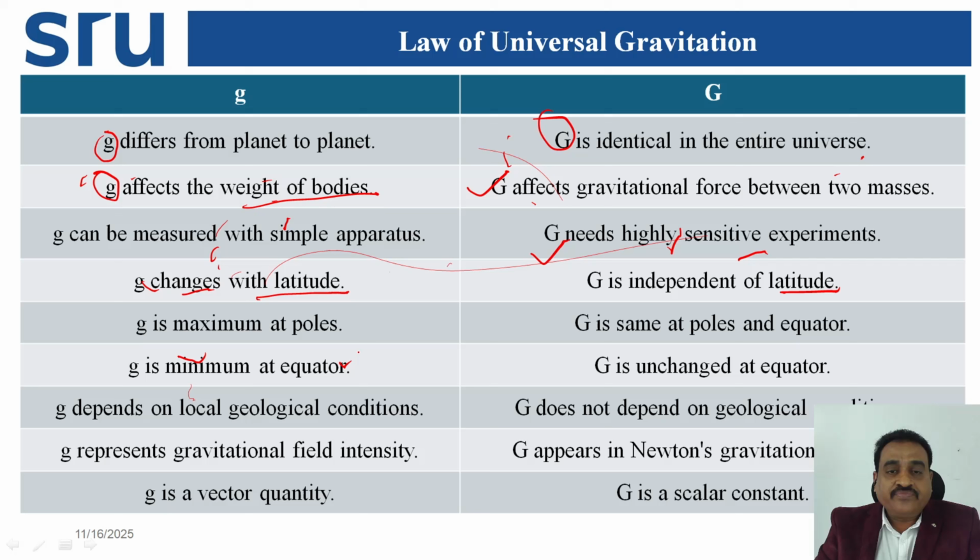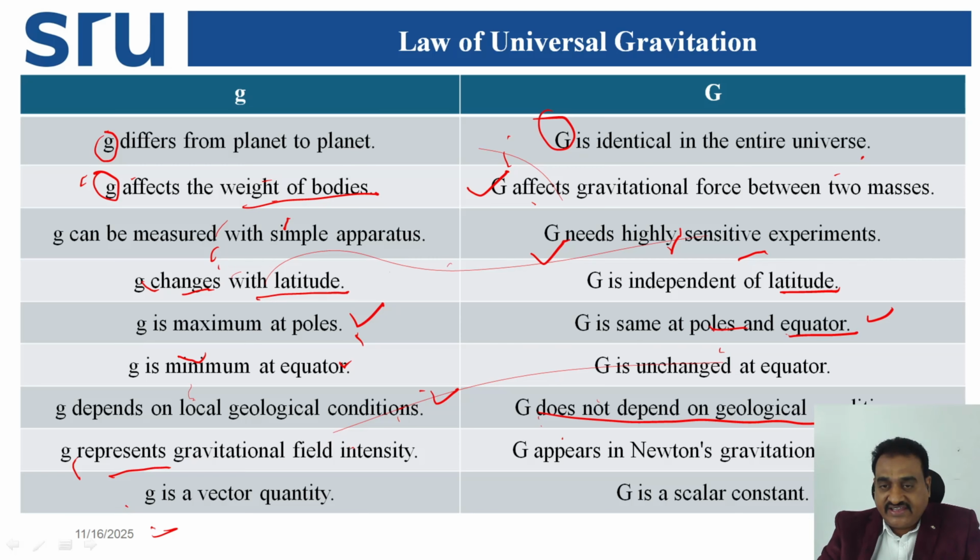Small g is maximum at the poles. Capital G is the same at the pole and equator, at any place. Small g depends on local geological conditions. Capital G does not depend on geological conditions. Acceleration due to gravity, small g, represents gravitational field intensity. Capital G appears in Newton's gravitational formula.